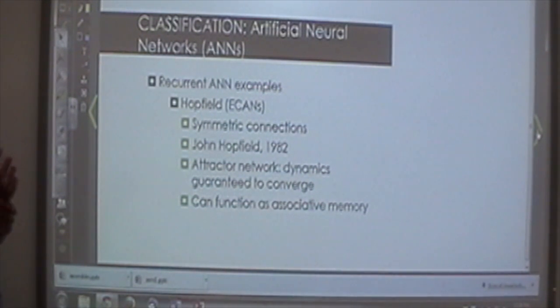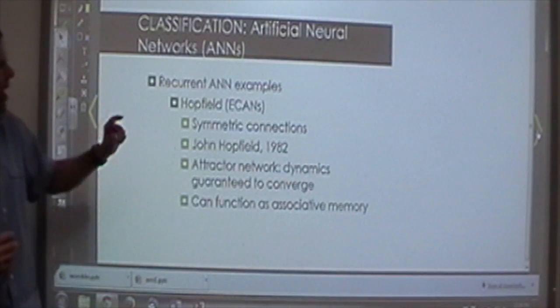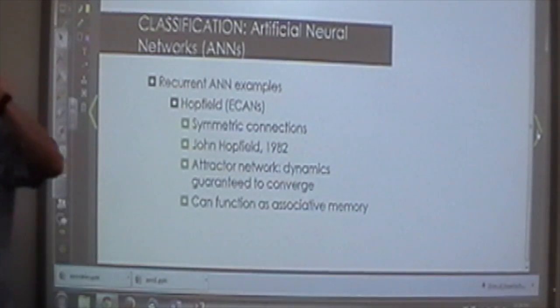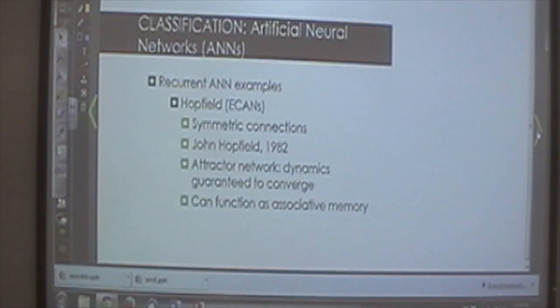One of the nice things about the Hopfield networks, and you'll notice I also put in there ECANs, which stands for Economic Attention Networks. That's some work that I've actually done with the OpenCog team in Hong Kong. It's based on the same ideas.